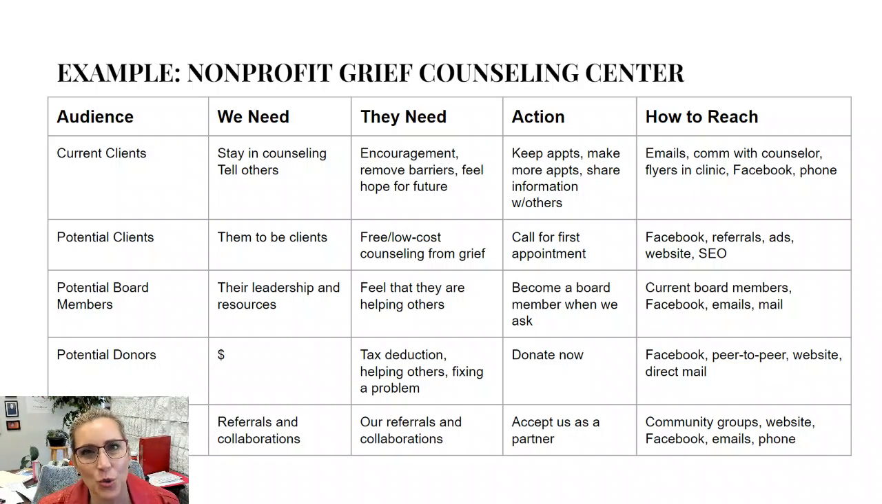So here is a little grid. Now I've simplified this because this can be as complicated as it needs to be. So again, I'm simplifying it. You identify your audience, and here are all the things I talked about before. What is it that you need from them? What is it that they need from you? What action do you want them to take? And what's the best way to reach them? And that would really mean the medium is what you would call that. So you would list each one of them.